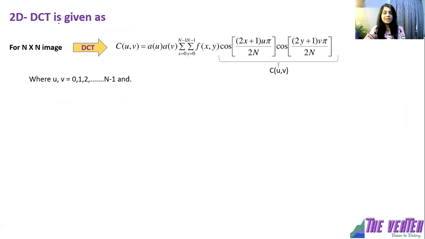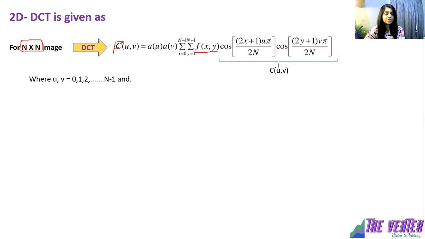Now, the two-dimensional DCT is given to us. What is the formula of two-dimensional DCT? Let's consider an n by n image. That means there are n columns and n rows in the image. So what is the formula of DCT? It is given as F of u comma v equal to a(u) into a(v), double summation, wherein x and y both vary from 0 to n minus 1, f of x comma y.